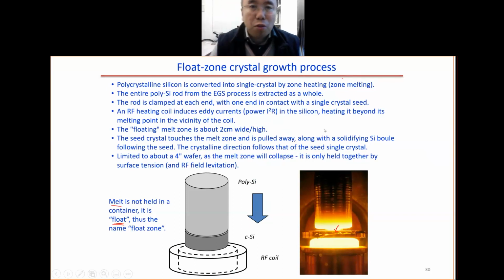In the float zone growth, the polycrystal silicon is converted into single crystal silicon by zone heating. So we heat it. We need to melt it in order to grow the single crystal. And we also need the seed. This part is the polycrystalline. This one is the single crystal silicon. This is the seed for the growth. So we still need the seed for the growth.